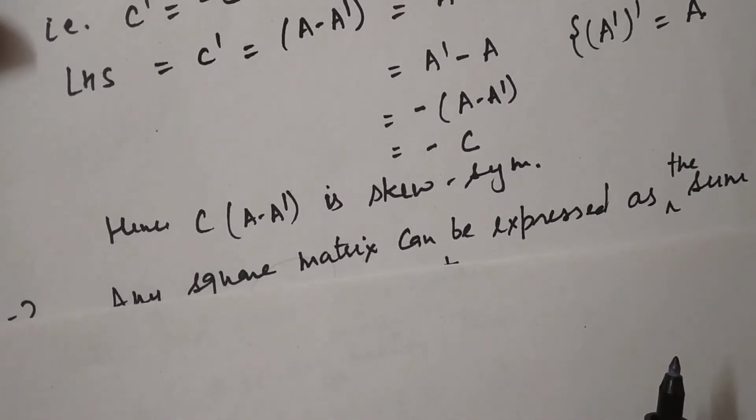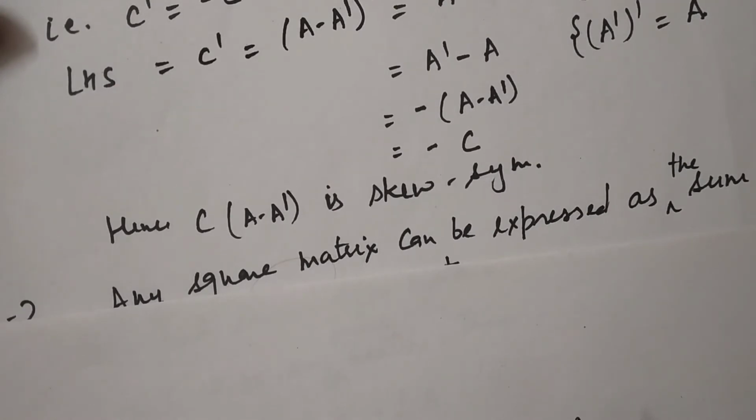So for any square matrix A, we can always say that A plus A transpose will always be symmetric, whereas A minus A transpose will be a skew symmetric matrix.